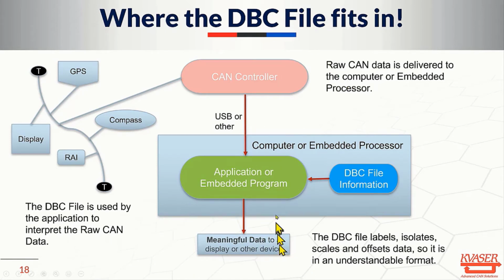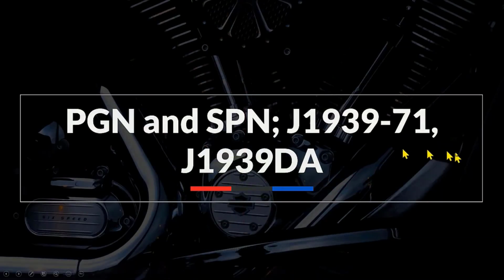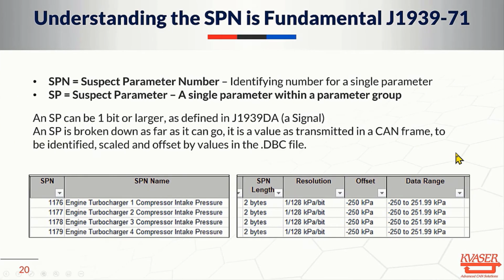So you get an output from an application that uses some or all of the data within the DBC file and uses the raw CAN data. The output is meaningful data. Here we have meaningful data coming out of this device, regardless of whether it's an embedded single function device or a complicated test program running on a PC. This is the concept. So we know what the DBC file does: scales, labels, isolates, and offsets the data so it's understandable and readable. How could that be? Well, let me give you an example of that. An example's coming up here.